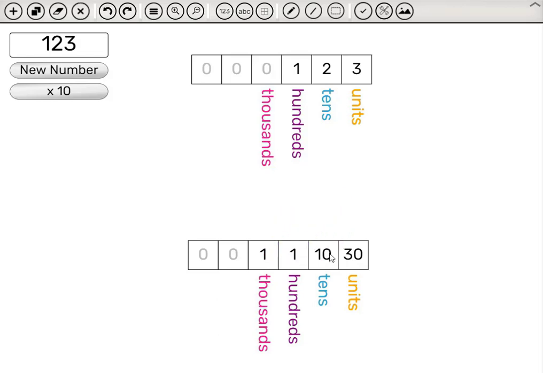Let's continue the process for the remaining 10 tens. And we're left with the 30 units. Let's finish the process. 10 units are a 10, and again, and again.